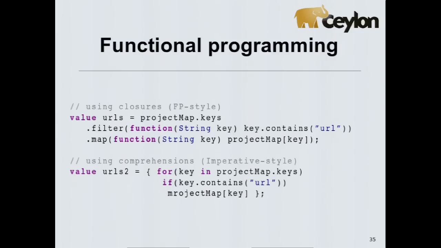They are called comprehensions. In the second part, we're doing exactly the same thing as in the first, except with a typo. We're going to iterate all the keys in project map, and for each of the keys that contains URL, we're going to read the value of that key in the map. And that gives us a list, right?